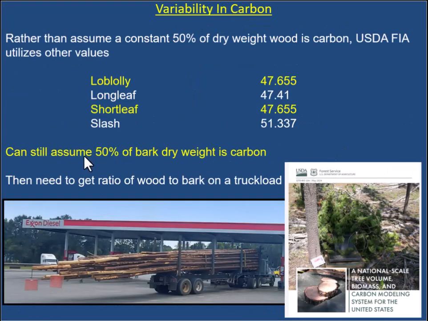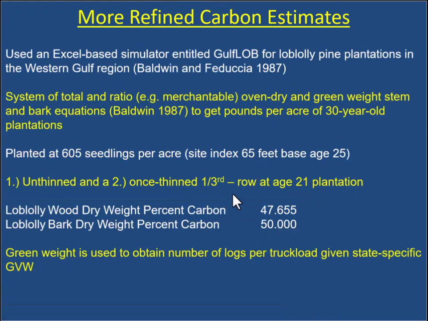And we can still make the simplifying assumption that 50% of the bark dry weight is carbon. Once again, all of this is simplified, but this will give us some idea of something a little more refined than the simplest approach that I told you. So now we need to get a ratio of the wood to bark on a particular truckload.